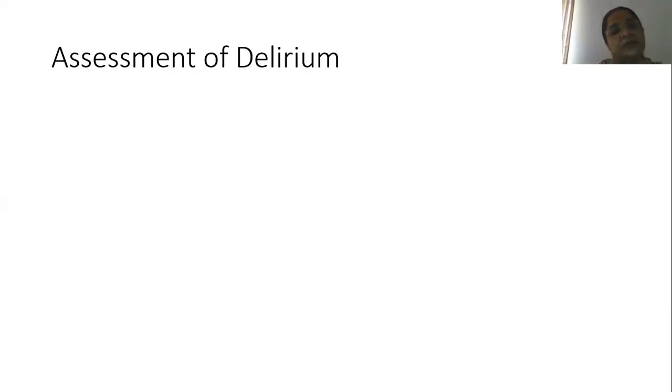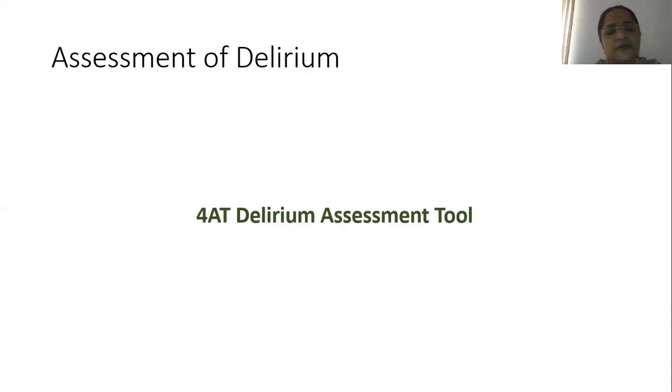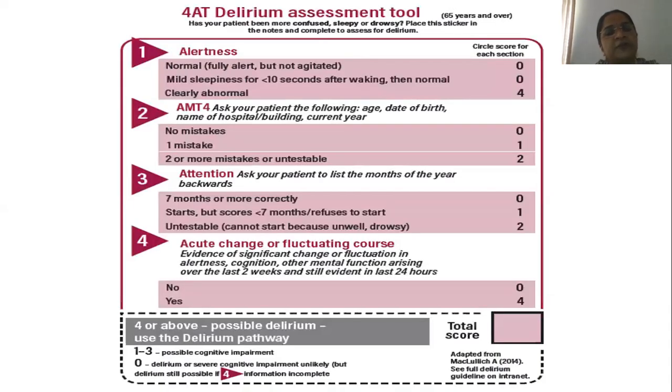But otherwise, you can just say, okay, this patient looks delirious or is not oriented, is drowsy. So what do we do next? But let's look at this tool, which is useful, which is called the 4AT Delirium Assessment Tool. I'm sure you're aware of this tool, but let's go through this. We'll take some time for this.